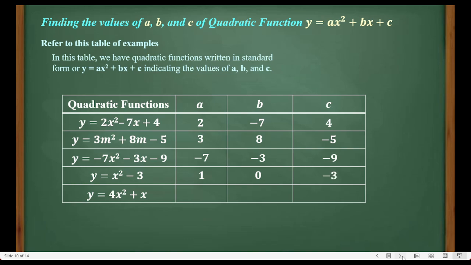And for the last equation, the right side has only 2 terms and 1 term is missing, and that is the constant term. Therefore, the leading coefficient is 4, which is your a, and for the linear term, b is 1, and the constant term is 0. Okay, next.